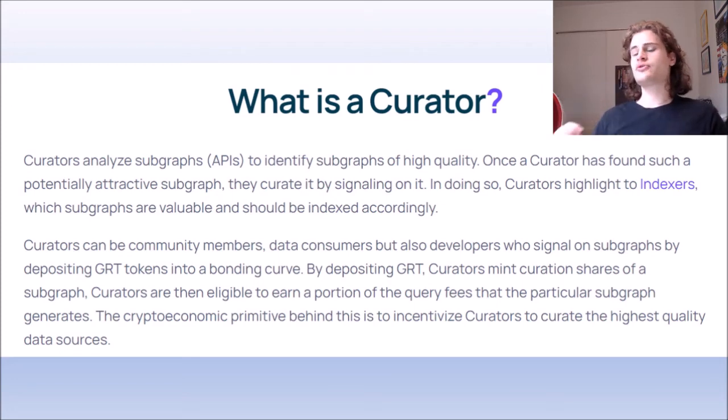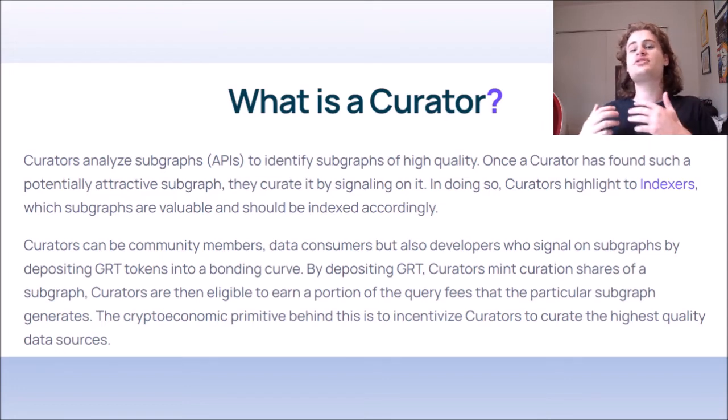The way that a curator will signal which subgraph is best is they'll actually deposit some GRT tokens into that subgraph. So they'll hold some GRT tokens, deposit it into the subgraph, and then they'll actually earn shares in that subgraph. This means if that subgraph goes really well, lots of applications use it and it makes lots of fees, the curator will make money.